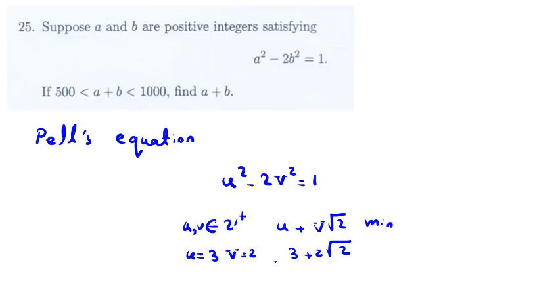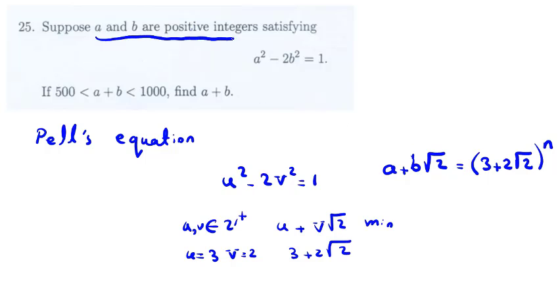Now, there is a theorem that says if we want to find any other answer, a plus b root 2 equals 3 plus 2 root 2 to the power of n. And you can consider, for example, here a and b are positive. If you change a to negative, b to negative, it will be okay for the general case. But here the problem says a and b are positive integers, so we consider only these types of answers.